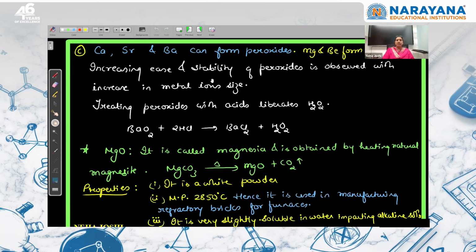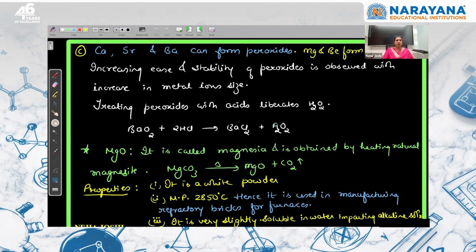Increasing ease and stability of peroxide is observed with increase in metal ion size. Importance of this peroxide: BaO2 plus 2HCl. This is one of the methods of preparation of H2O2, which we have done in hydrogen.